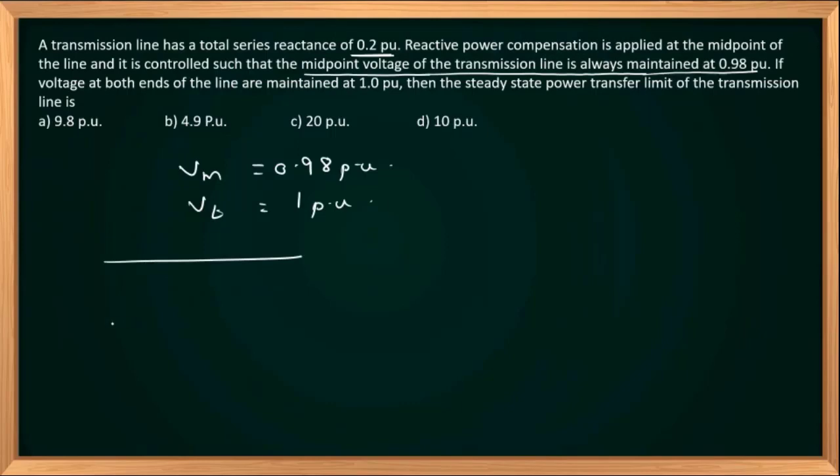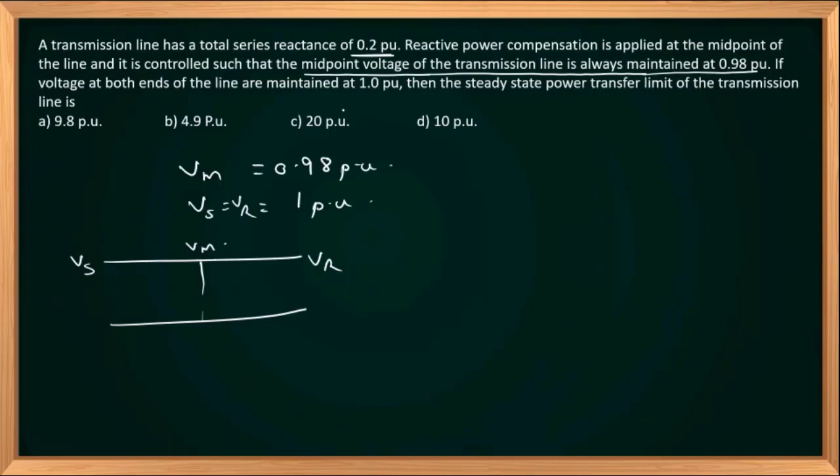Consider a transmission line like this. Let this voltage be VS, and this is VR, and this is the midpoint. So this is VM. So VS is equal to VR is equal to 1 per unit. The sending end and receiving end are maintained at 1 per unit. And with the help of the reactive power support at the midpoint of the line, the midpoint voltage of the transmission line is maintained at 0.98. Okay.